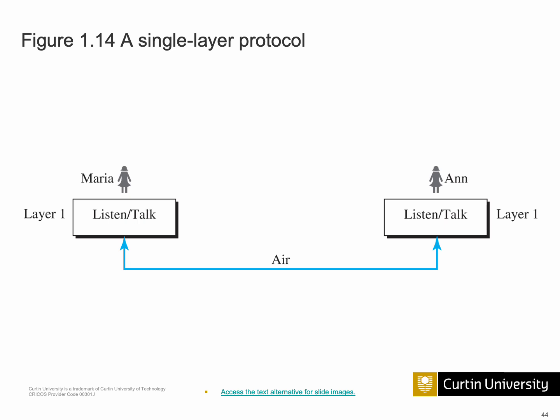Let's look at this figure. So let's say Maria and Anne, they are neighbors. Communication between Maria and Anne takes place in one layer, face to face, and in the same language. And in this simple case, we can see that a set of rules needs to be followed.